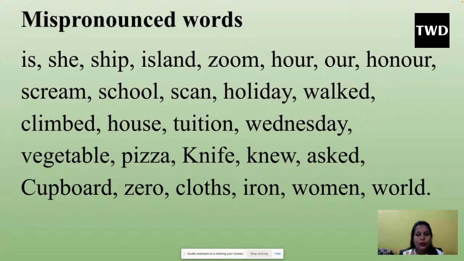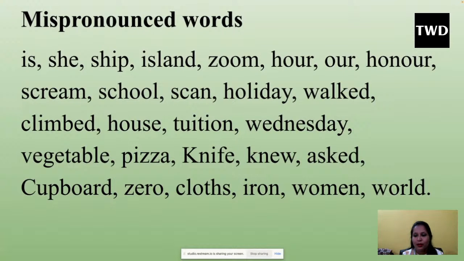Iron. Do you pronounce it as 'eye-ron'? No, it is not that. Here R is silent, so it is iron. Iron. Women. What do you pronounce it as? Woman? No, it is wrong. It is women. We men. Women. Women today are very much powerful.